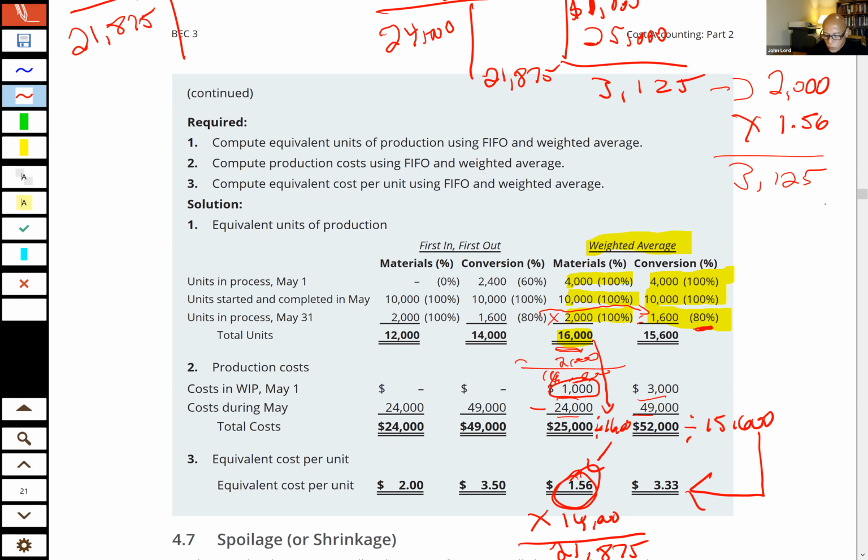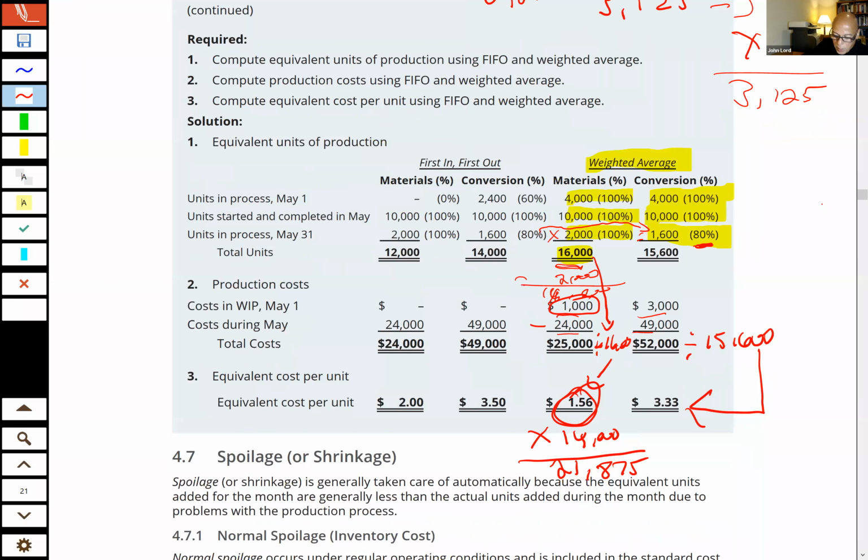Okay. Now for FIFO, we don't give ourselves any credit for the materials because we did all that work in another period. We give ourselves credit for what we did this period and what was in progress at the end of the period for materials. For labor, we're only going to give ourselves credit for what? 60% of that, right? Okay. For conversion, labor, and overhead.